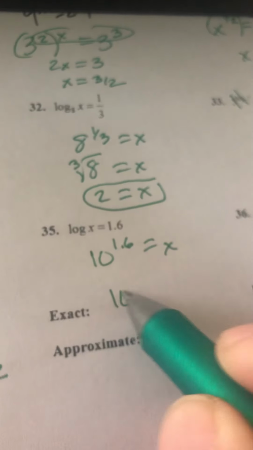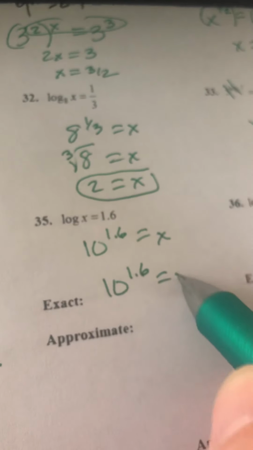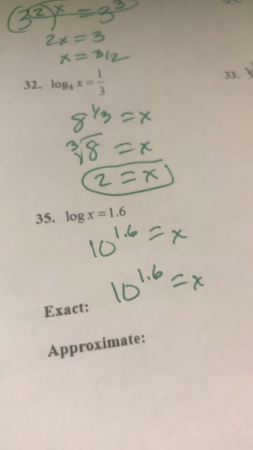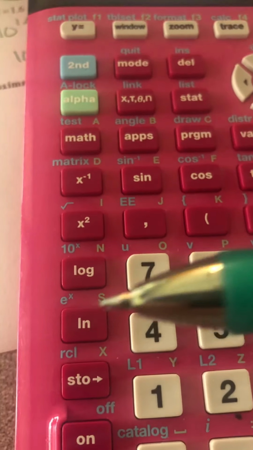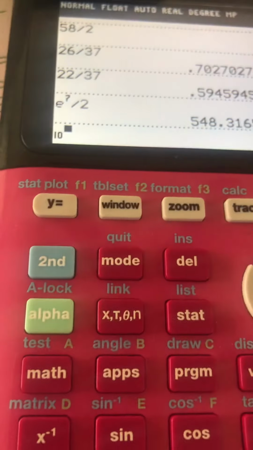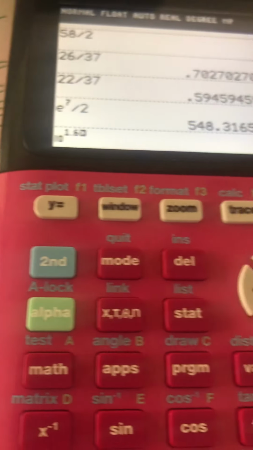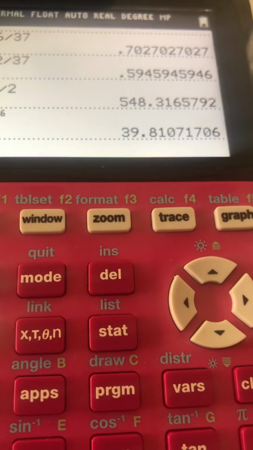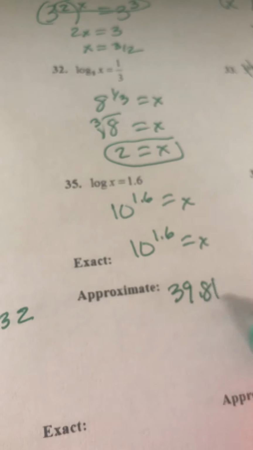All right, so when we swirl this one, the implied base is 10, so 10 to the 1.6 power equals x. So that is the exact answer. Now you can punch that in your calculator easily, but I will point out that on top of the log button is a 10 to the x button. So you can also do that. So you hit that button and then you do 1.6 and you get 39.81 as the approximate answer.